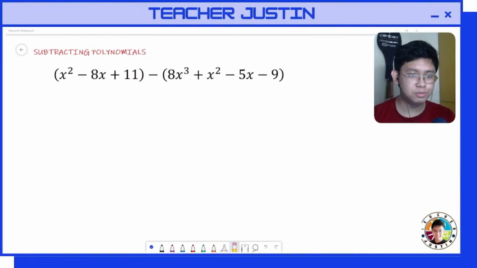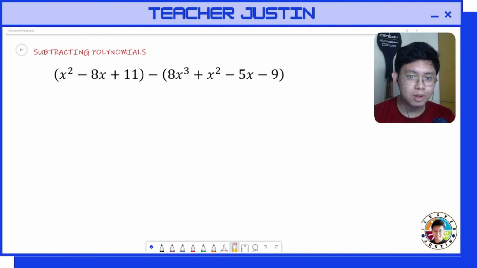Alright, okay, let's proceed to our next example. So for example, we're going to subtract these two polynomials. Our first polynomial is x squared minus 8x plus 11. And our second polynomial is 8x cubed plus x squared minus 5x minus 9.